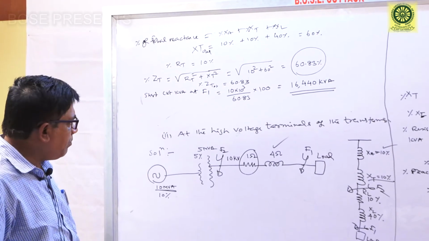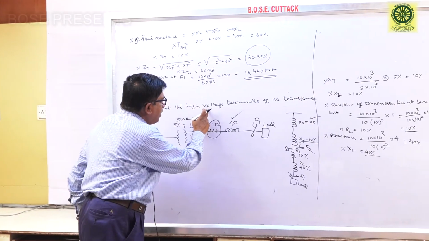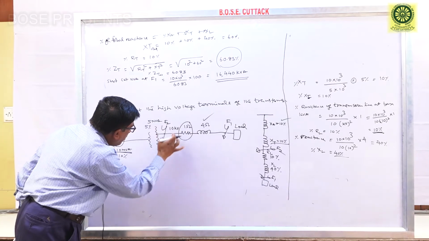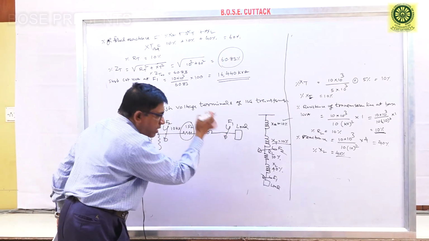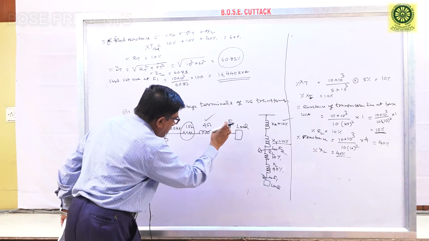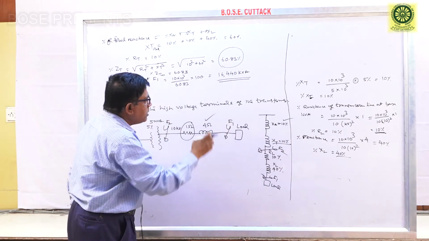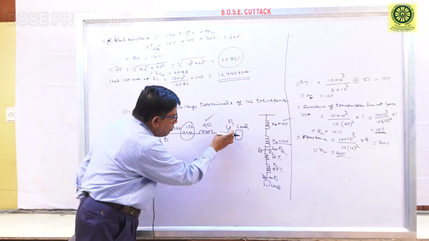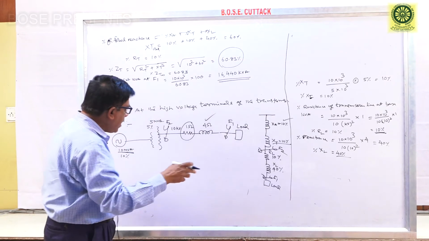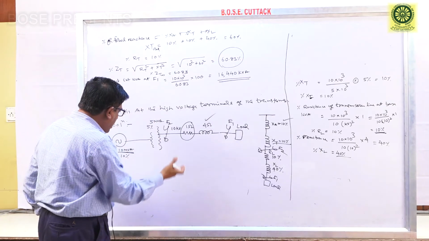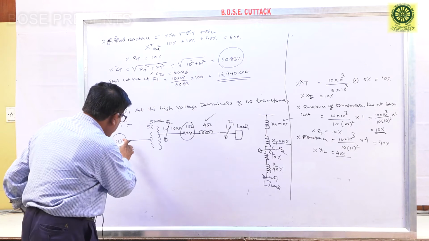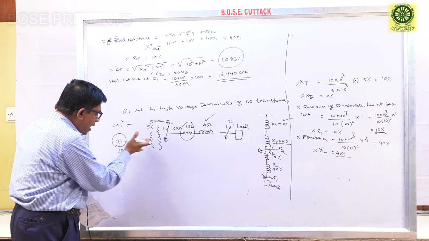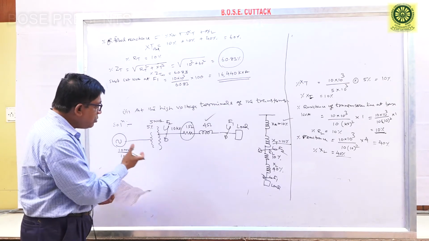What is the next problem? Now at the high end voltage terminals of the transformer, I have to calculate here. Already I have calculated the fault here; this fault is drawing 16,440 kVA. Again I have to calculate here. Now how can I calculate? Same formula. What is the total impedance? Now no resistance, only alternator reactance and transformer reactance. Now how are they connected? Now you see.